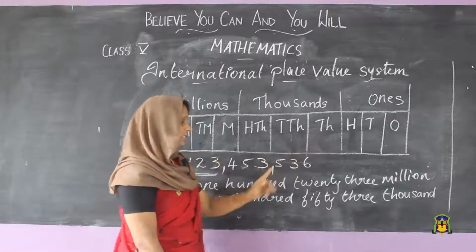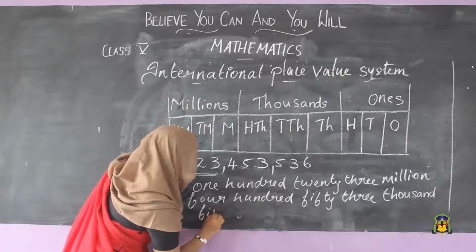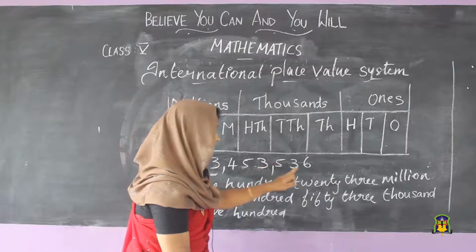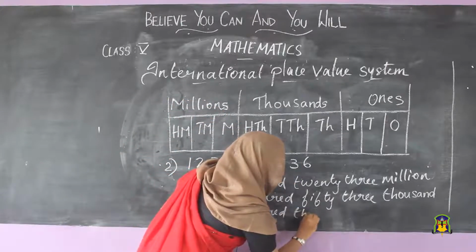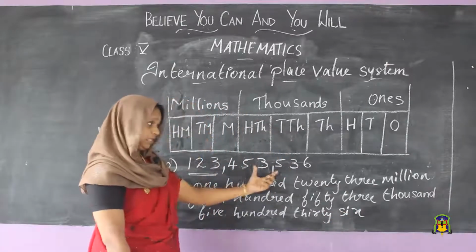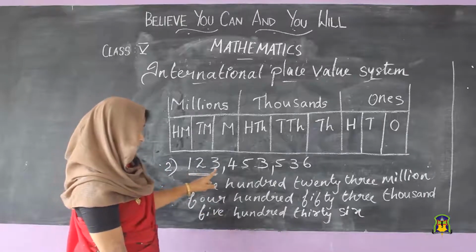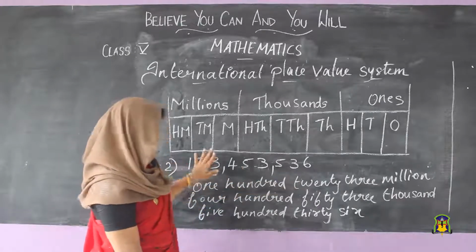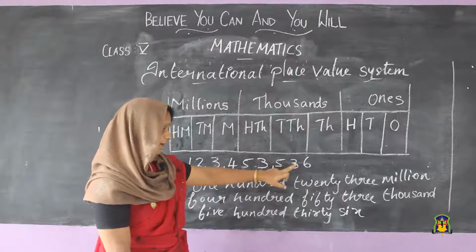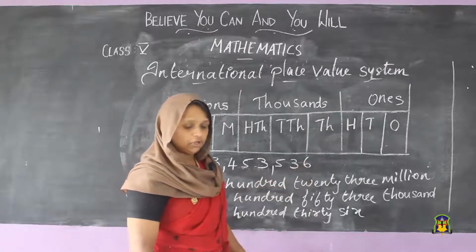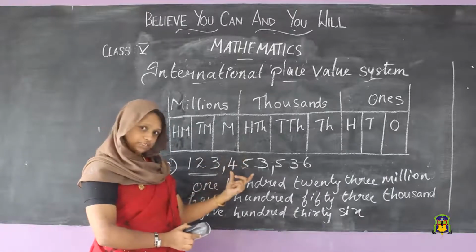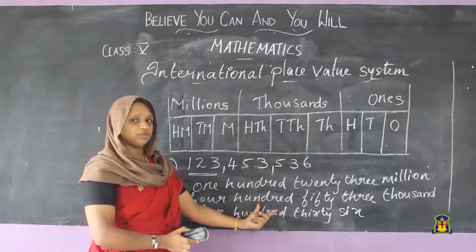Then 536 comes under the ones period. So first we insert commas, then see: 123 million, then 453,536. So if you get a number, first you insert commas, then you start writing words.